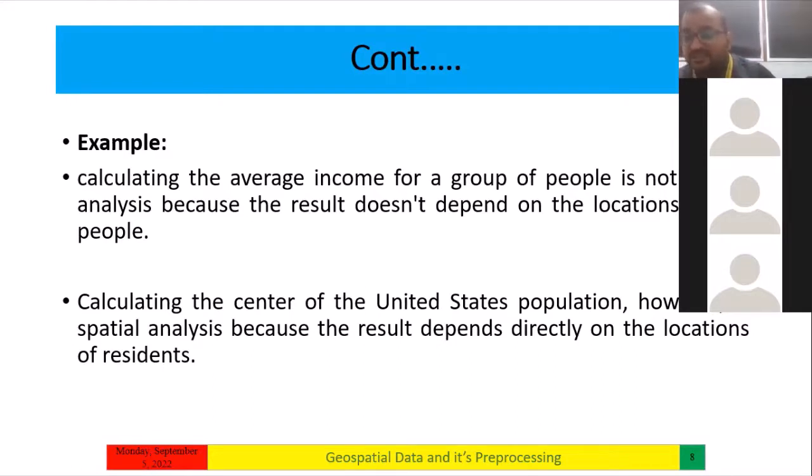But in the second case, we are talking about the United States population. In that case, the population will be of the United States only, and the United States is a country that has a geographical location. It has a latitude and longitude, and it is bounded by a boundary also.